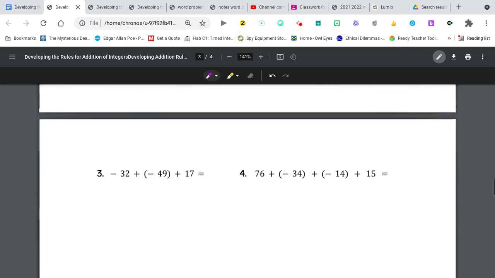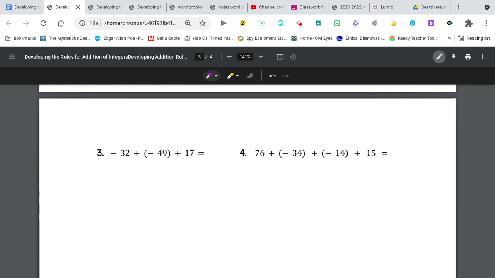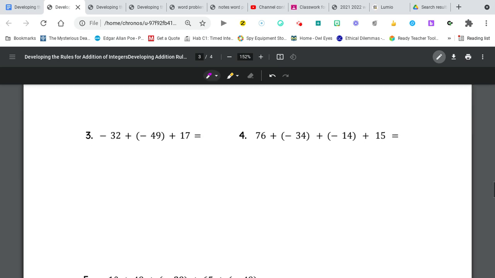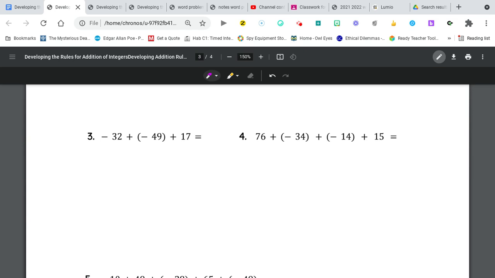Okay, let's take a look at number 3 and make sure you write these down. Pause the video and go ahead and write down 3 and 4 and leave some space. All right, I'm just going to establish direction with a number line. This is to the left, or you can say that's negative. When you add negatives, that's to the left, and when you add positives, it's to the right.